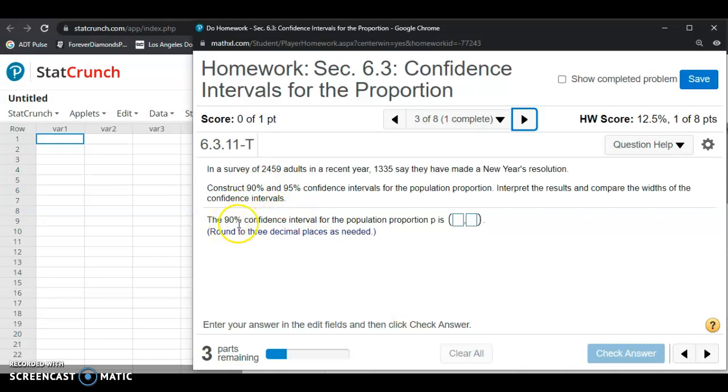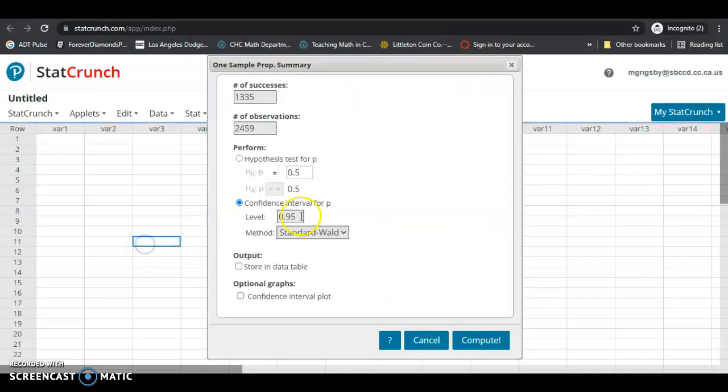We want a 90% confidence interval first, so we're going to replace the 0.95 with 0.90. For the method, it's the standard method for obtaining a confidence interval for a proportion, so you're going to leave that option selected. Then you can check the box to see a plot of your confidence interval. That's optional.